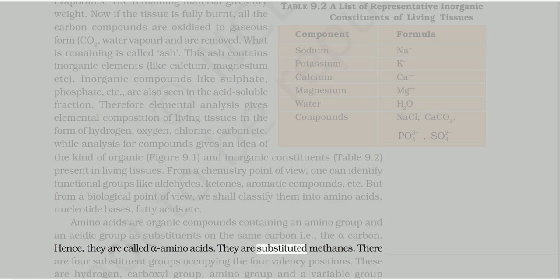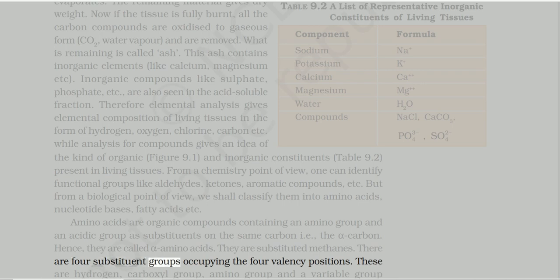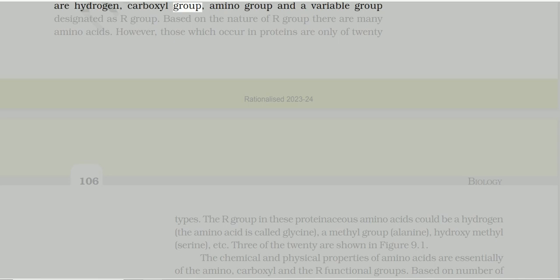They are substituted methanes. There are 4 substituent groups occupying the 4 valency positions. These are hydrogen, carboxyl group, amino group, and a variable group designated as R group.